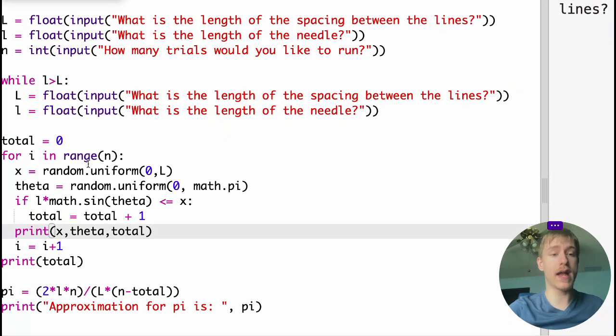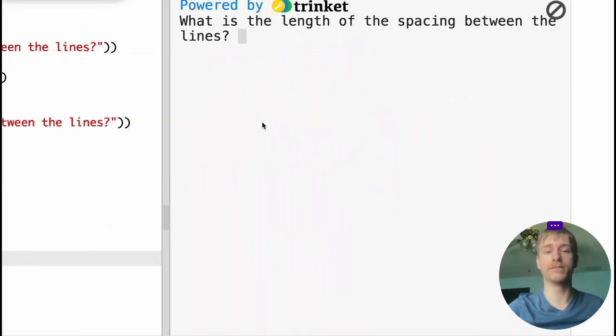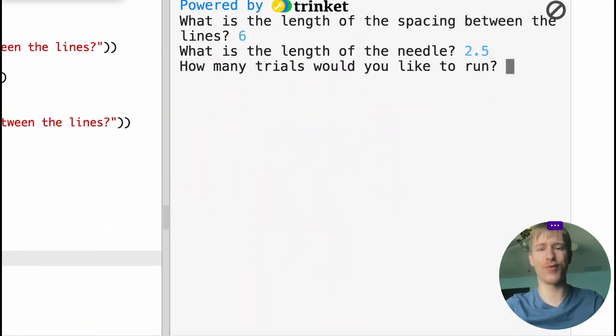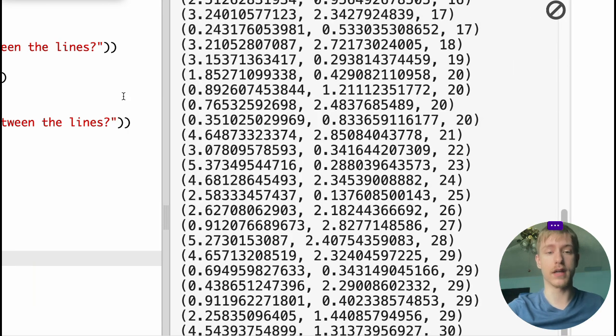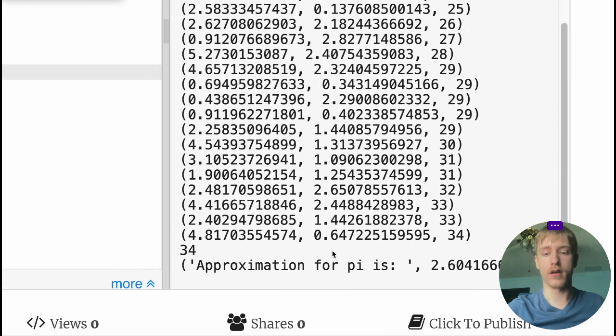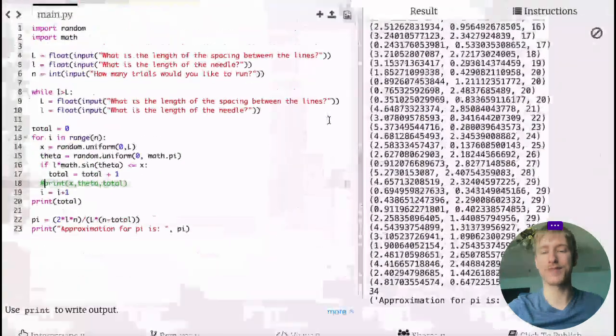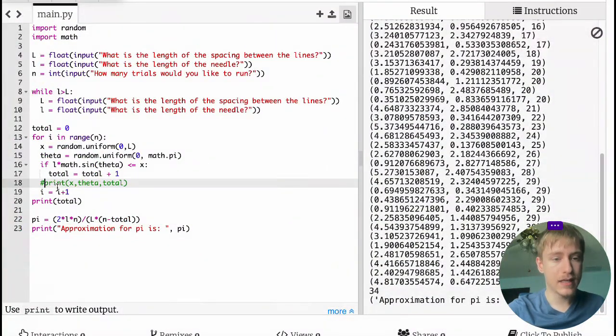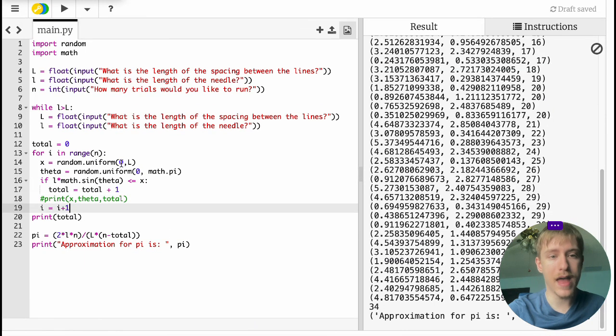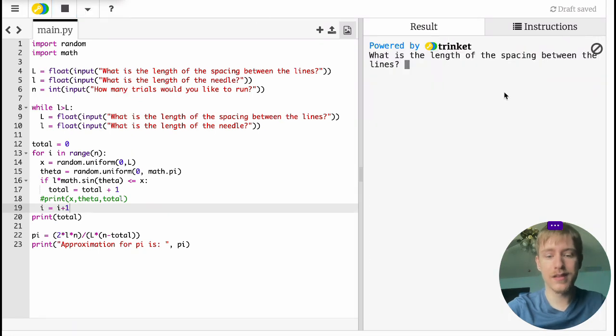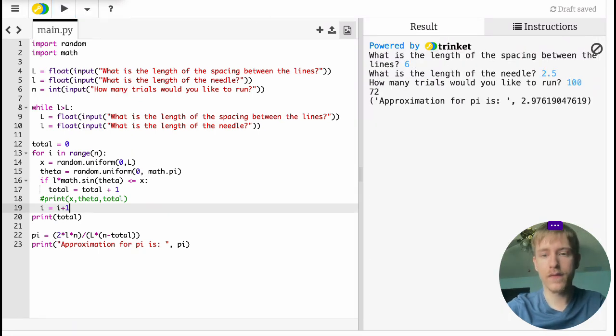And because the number of trials is going to get pretty bad, I'm just going to go ahead and comment that out so we don't have to see it all. What did I do before? 6, 2.5, and maybe this time we'll do 50 trials. Oh, God, it prints that out. Well, whatever. We get 2.6 for our approximation of pi. That's still pretty bad, right? Okay, I wanted to print, okay, interesting. Why is it printing all of that? Let's see. Okay, there we go.